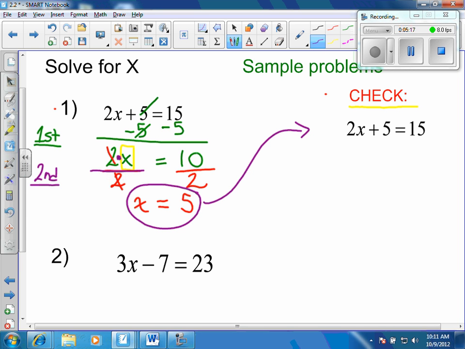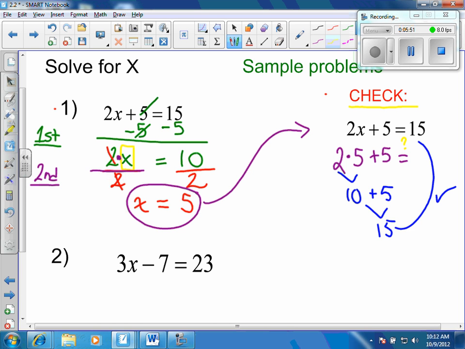So to check the problem, I'm going to do 2, and I'm going to take my x value of 5, and I'm going to stick it in for x. So instead of 2x, I'm going to say 2 times my answer of 5. And add it to 5, and I'm going to see, does this equal the right-hand side? It should equal 15 if it works. So 2 times 5 is 10. 10 plus 5 is 15. These are the same, so it works. So we say it checks.